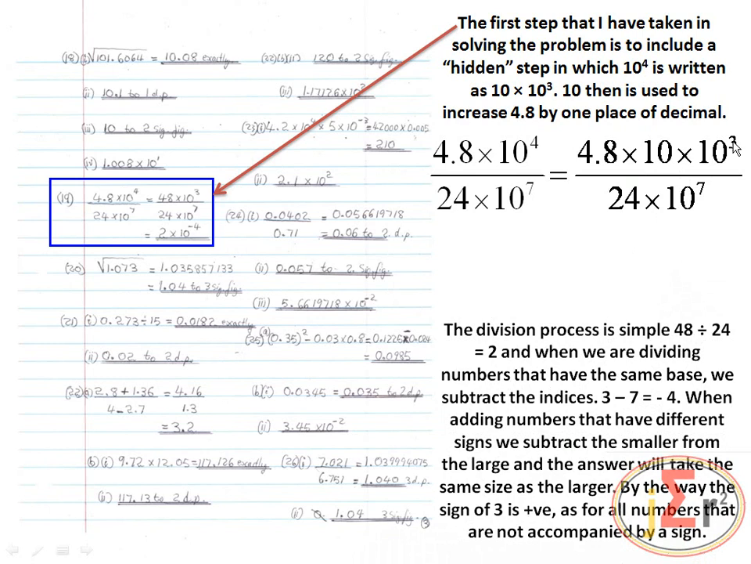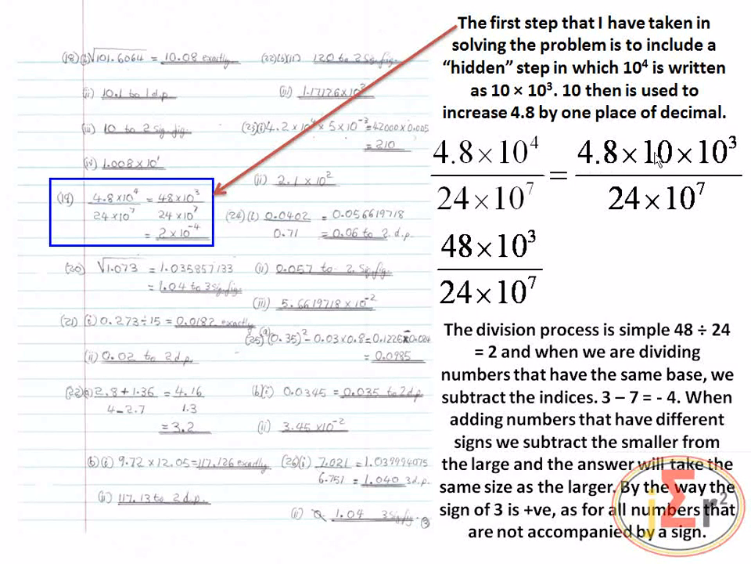3, because we are dividing, subtract the index of the divisor from the index of the dividend, and what do we get? 3 minus 7 is negative 4. So we have in this particular step just this conversion.